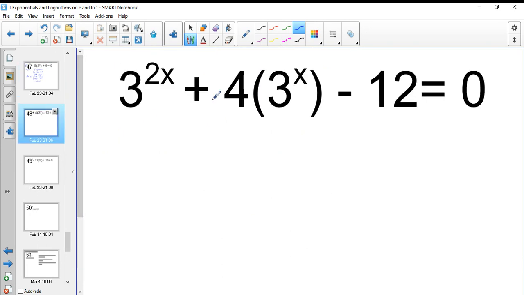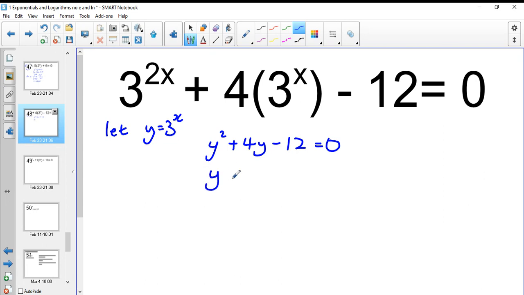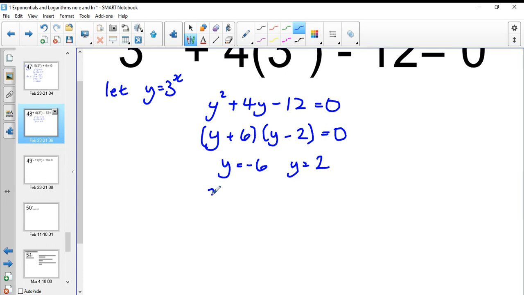Right, next one. So this time we're going to let y equals 3 to the x. So this is 3 to the x squared. So we've got y squared plus 4y minus 12 equals 0. Factorise: y plus 6, y minus 2, y equals minus 6, or y equals 2. Then we just pop our 3 to the x back in. So 3 to the x equals minus 6, or 3 to the x equals 2.